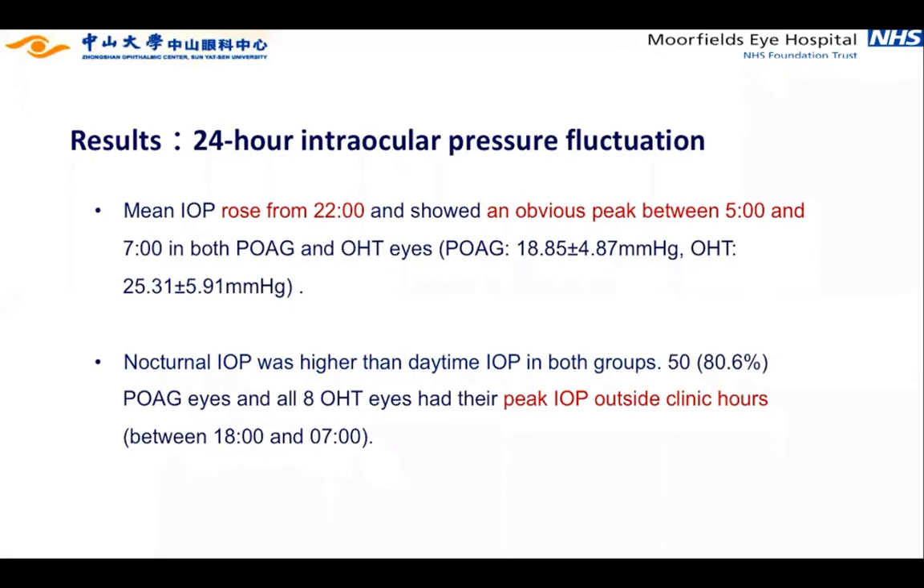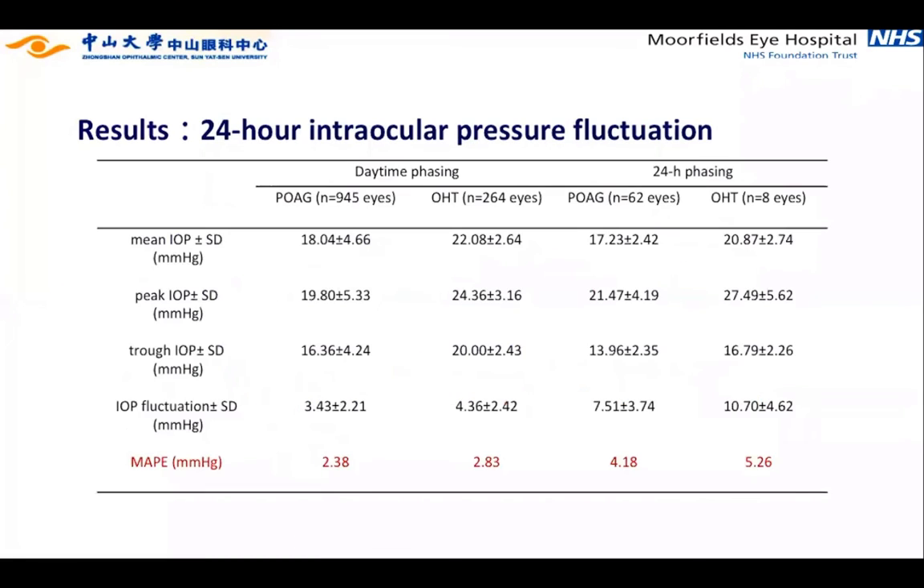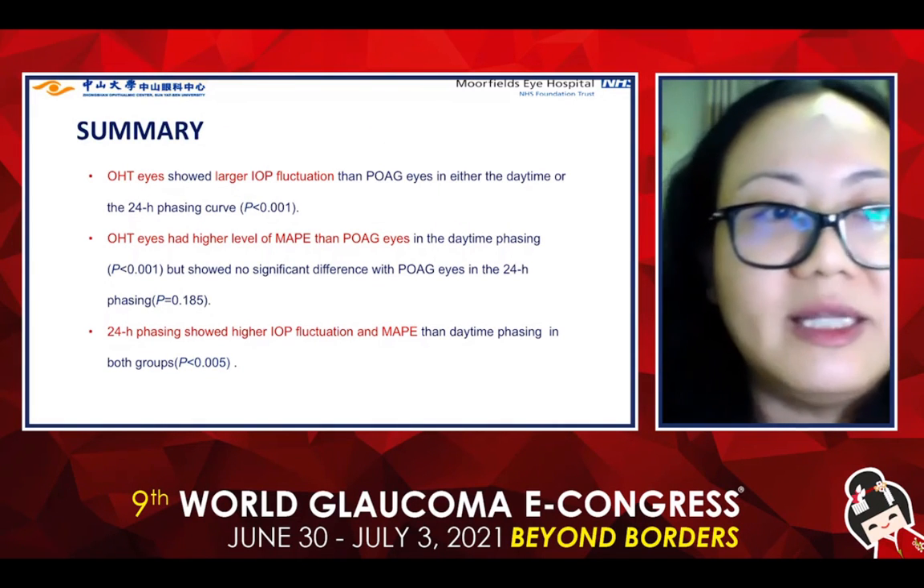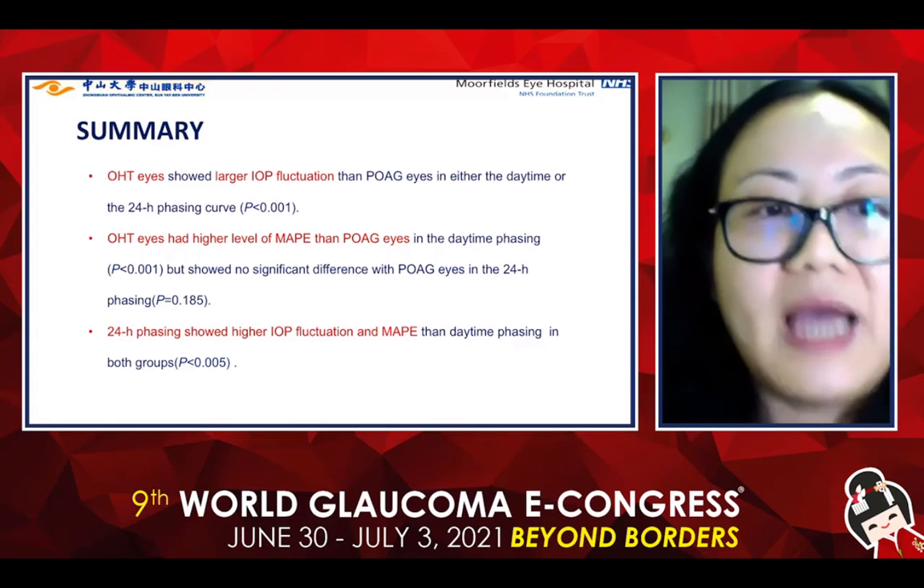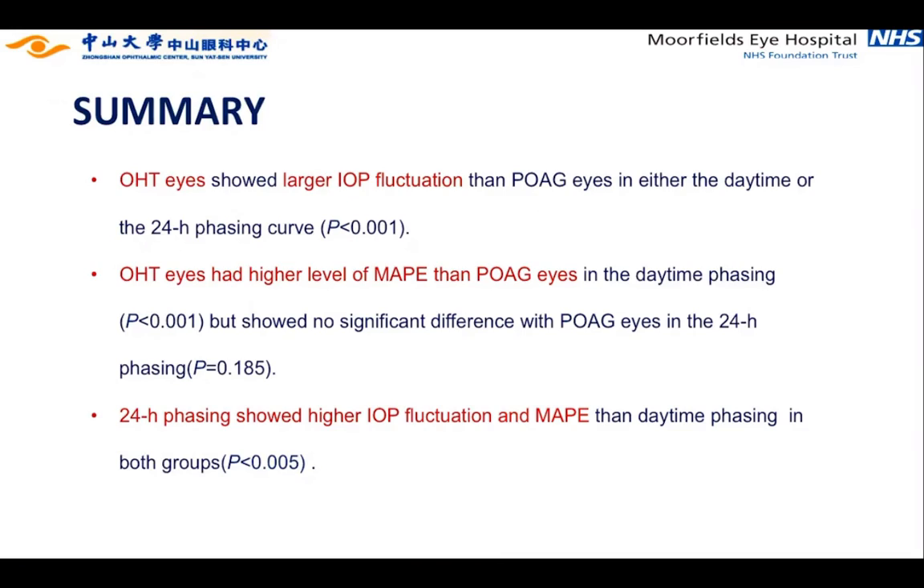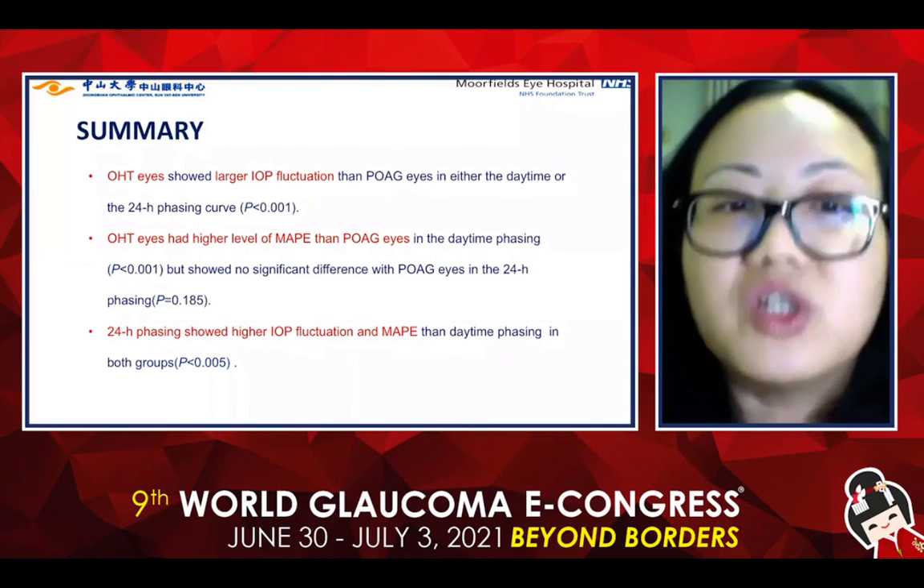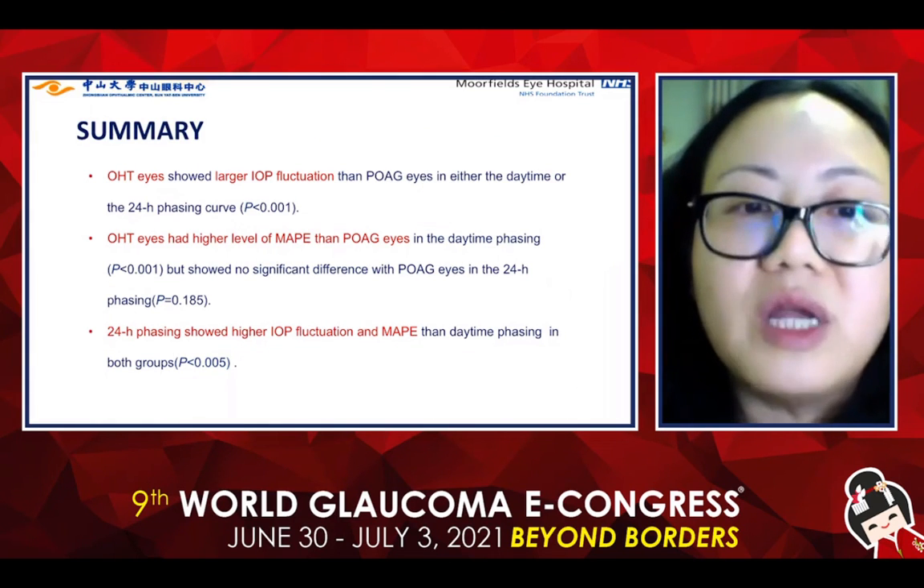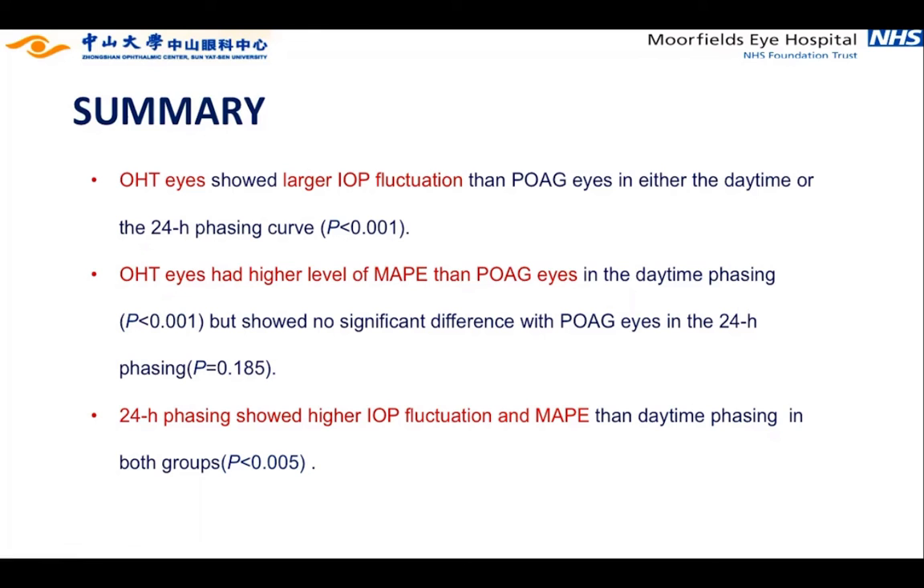Here is a comparison chart showing the IOP fluctuation data in the daytime and 24-hour phasing. According to the results, here is a brief summary about the IOP fluctuation in the LiGHT China cohort. First, OHT eyes show larger IOP fluctuation than POAG eyes in either the daytime or the 24-hour phasing curve. Second, OHT eyes had a higher level of MAPE than POAG eyes in the daytime phasing, but show no significant difference with POAG eyes in the 24-hour phasing. Third, 24-hour phasing shows higher IOP fluctuation and MAPE than daytime phasing in both groups.